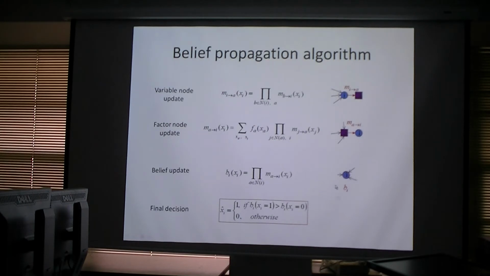And then we will iteratively perform these two steps until it converges. We can calculate the belief of this variable node. The belief is equal to the product of all the incoming messages. Then we can make decisions. If the belief of xi equal to 1 is larger than the belief of xi equal to 0, then we take that xi is approximately equal to 1.